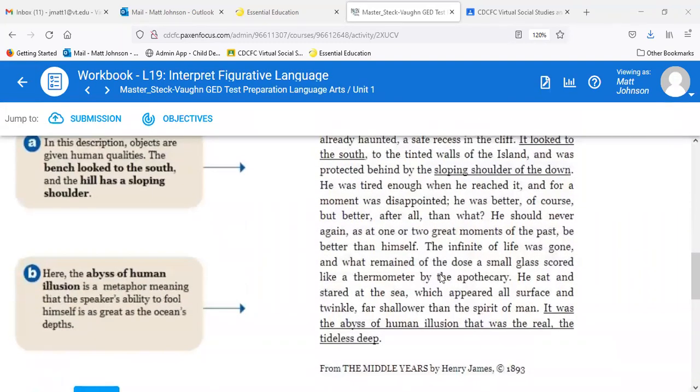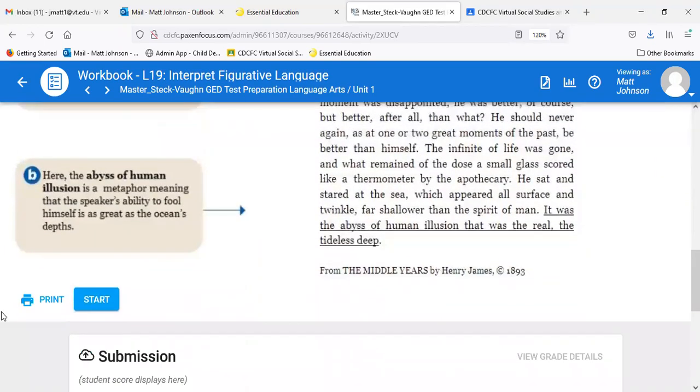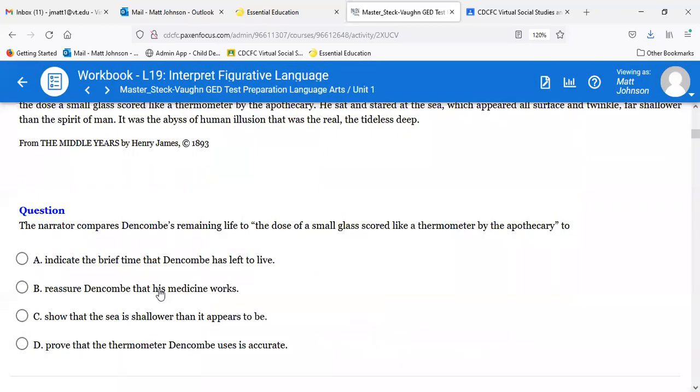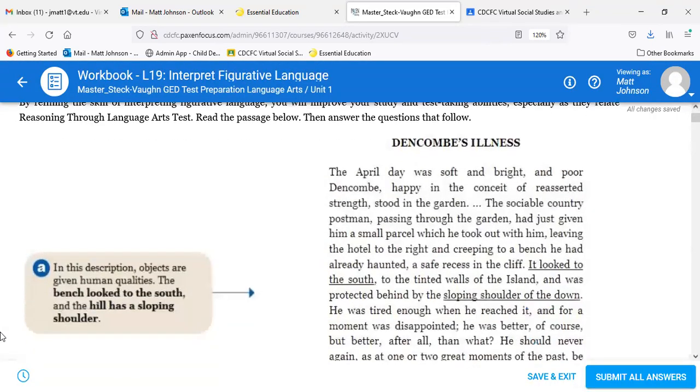All right, that's what he's talking about there: a small dose scored like a thermometer. All right, so let's start our workbook.